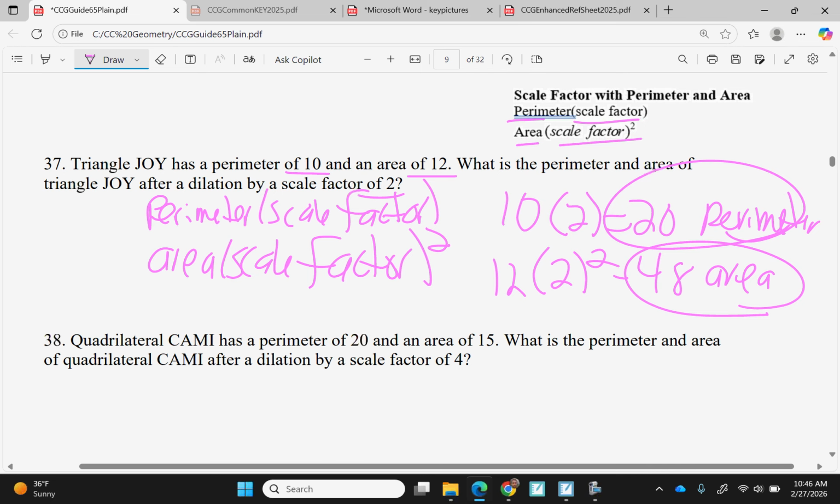Perimeter times the scale factor: my original perimeter times the scale factor. Area times the scale factor squared: my original area times the scale factor squared.